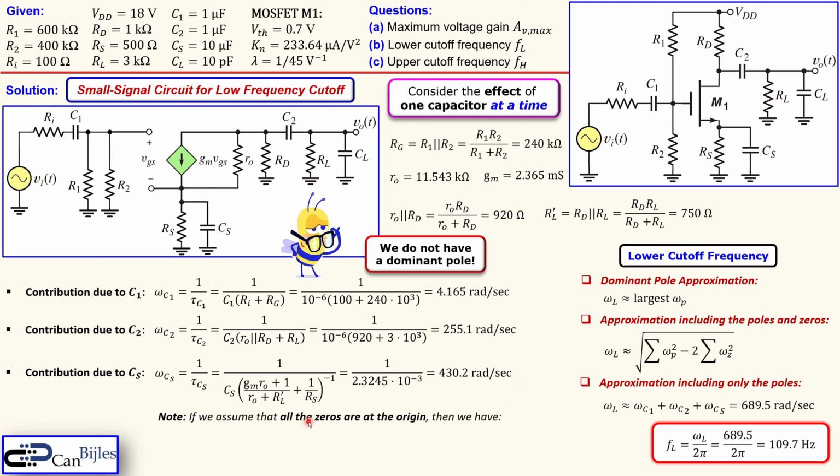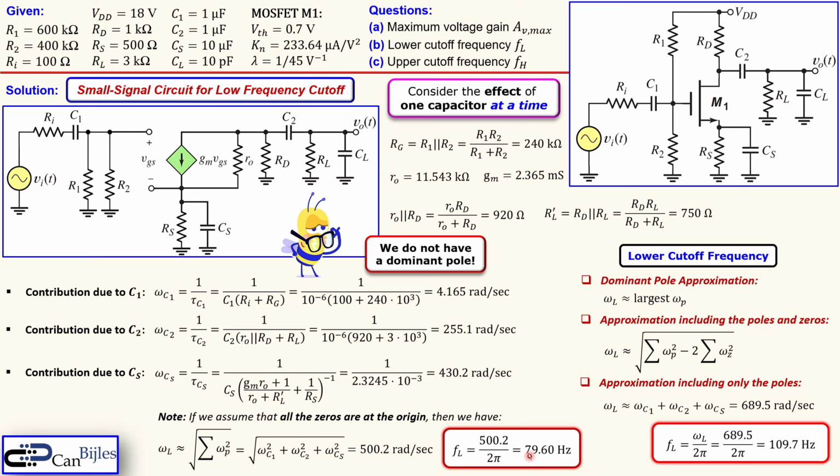So if you now assume that all the zeros are at the origin, then we have the following situation. We can say, well, this is gone, so I will calculate my lower cutoff frequency using this formula without the second part, minus 2 times the summation. Then we have the following. You take the square of omega C1 plus the square of omega C2 plus the square of omega C3. So square this, square this, square this, add them up, and then take the square root of that summation. That will result in almost 400 radians per second, which is approximately 80 hertz, so 79.6 hertz. It might be that this is much closer to the simulations and the measurements than the previous one, again because of the zeros.